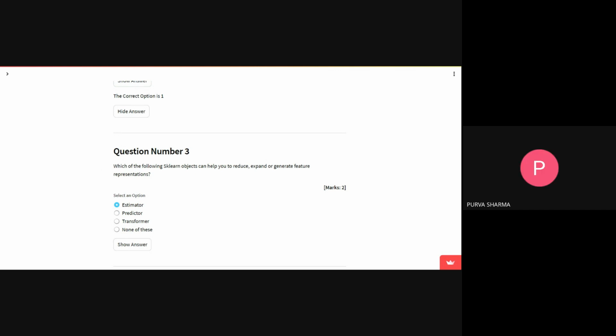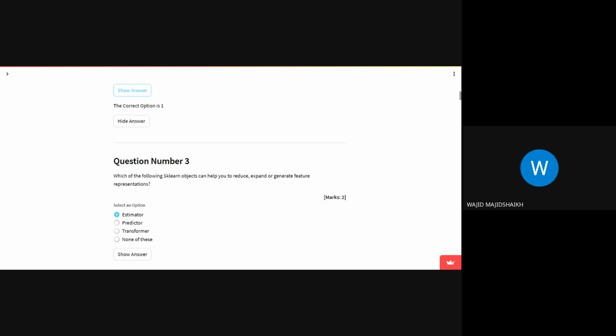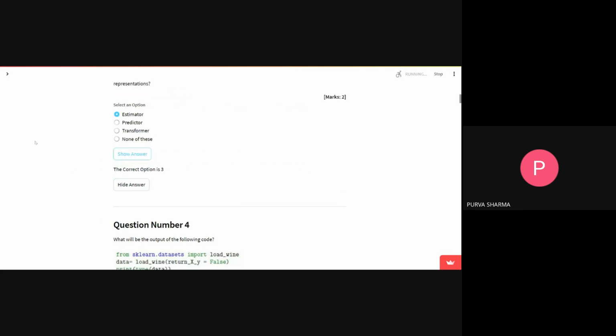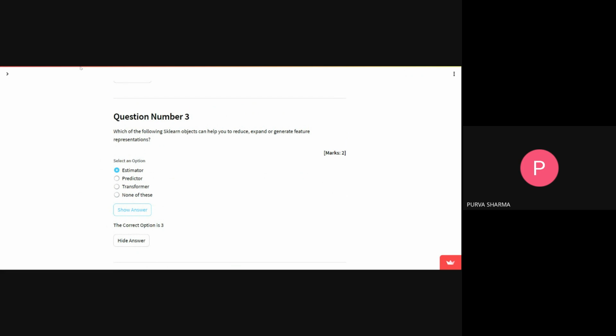I think transformer is anything that is transforming our features. If we are reducing, if we are scaling, let's say we are scaling the features, or we are doing any kind of transformation to our features, we'll use a transformer. Right? Yes, fit transformer. An estimator is for the modeling part. When we are dealing with features, let's say feature engineering or anything, we'll be using a transformer. Right. Let's check the answer. It should be transformer only. Correct. The correct answer is 3, transformer.